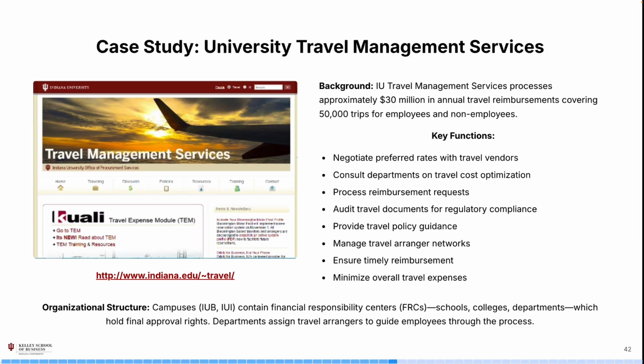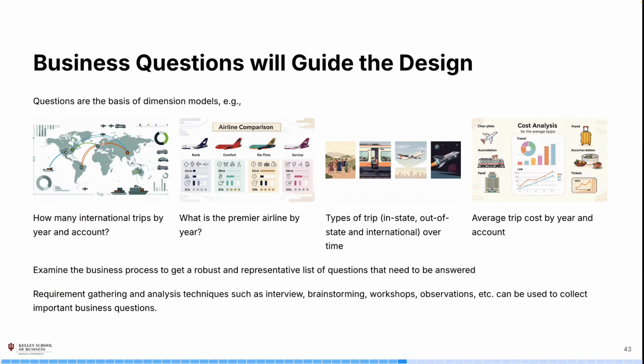The key complexity here is organizational hierarchy. Campuses contain financial responsibility centers, which hold the final approval rights. The fundamental principle here is the business questions. For example, we need to ask questions like how many international trips per year and account? What is the preferred airline by year? What are the trip types, in-state, out-of-state, international over time? These are not random questions. These are what the travel management service needs to answer to do their job effectively.